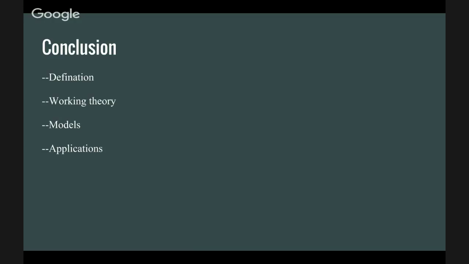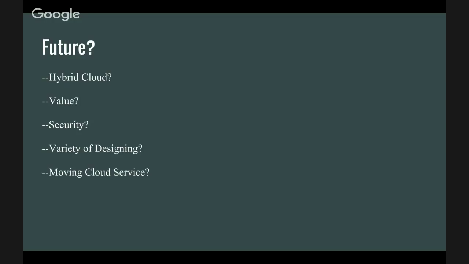In conclusion, today I talked about the definition of cloud computing and how it works, its three models, and its applications. For the future, I think there are 5 things we need to consider: the hybrid cloud and the value of it, its security, the variety of designing, and also moving cloud services.